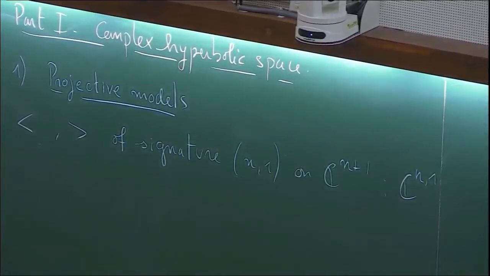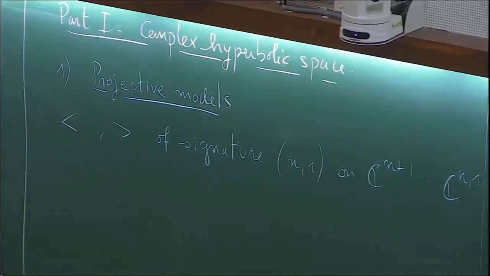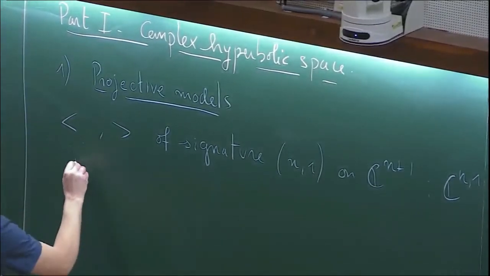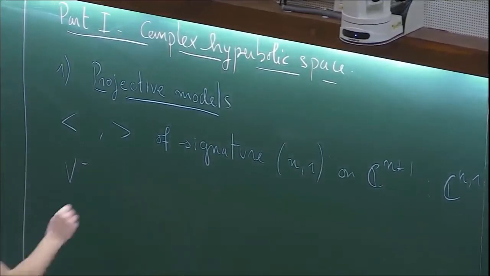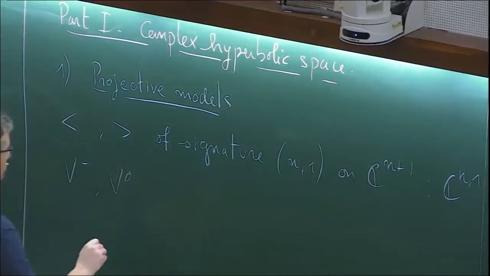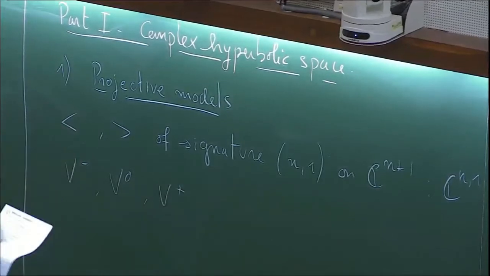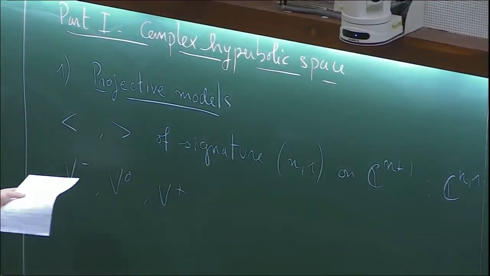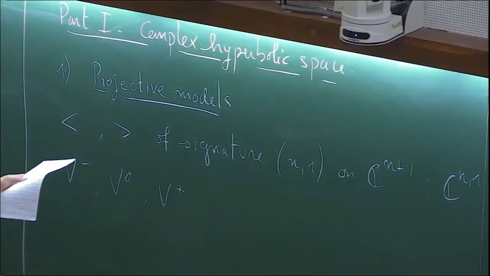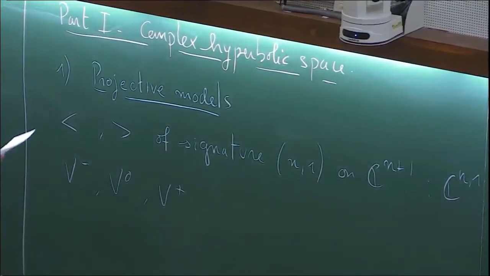Okay, and associated to this Hermitian form, we have three cones. The negative cone, the set of negative vectors for this form, the zero cone, and the positive cone. And set-wise, the complex hyperbolic space is the projection of the negative cone of this Hermitian form to CP^n.